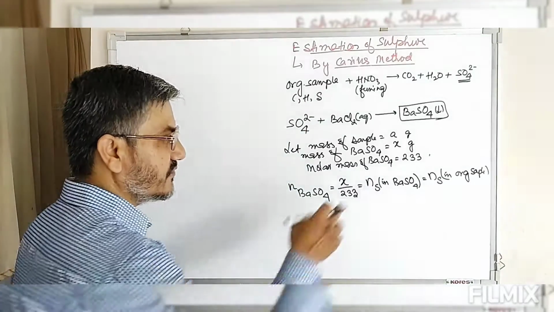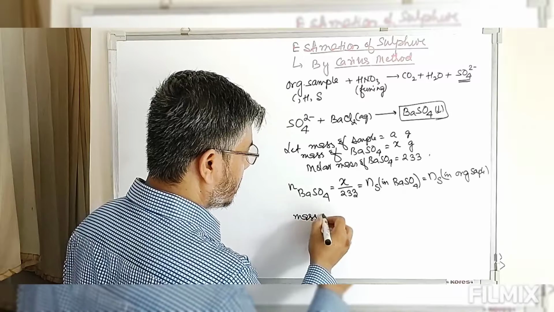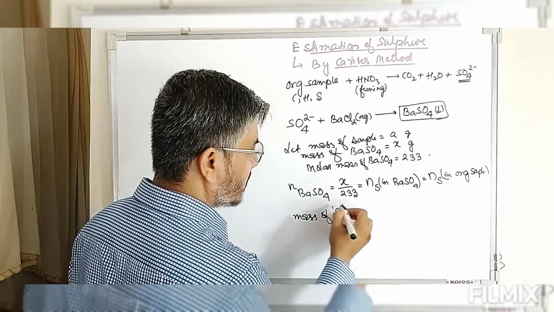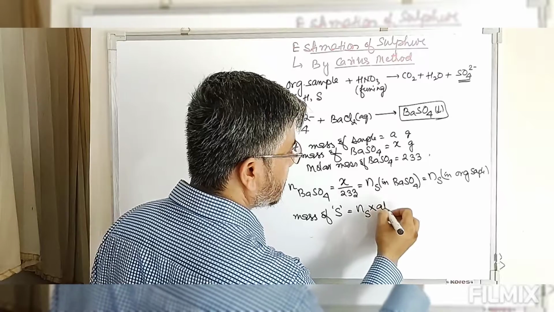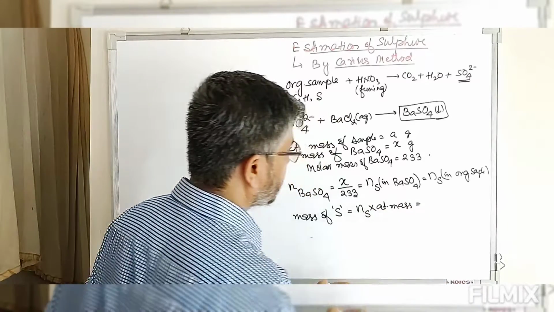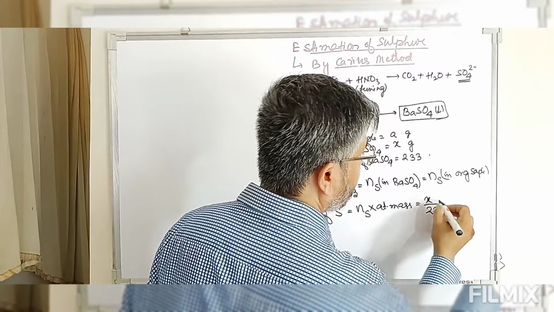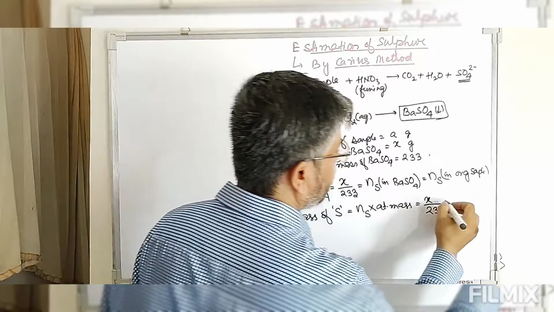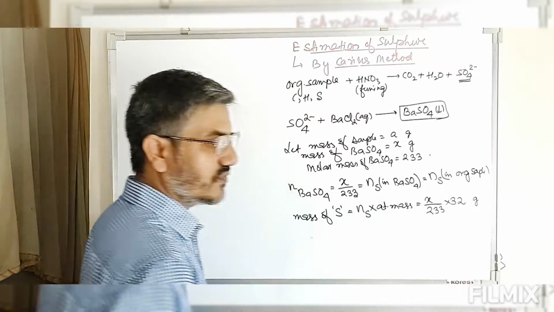So now we have this sulfur. Therefore the mass of sulfur is equal to number of moles of sulfur into atomic mass of sulfur. So this is equal to number of moles of sulfur, x by 233, and the gram atomic mass of sulfur is 32. So we have this mass of sulfur. This is the mass of sulfur in terms of gram.